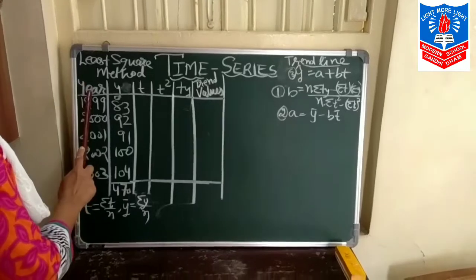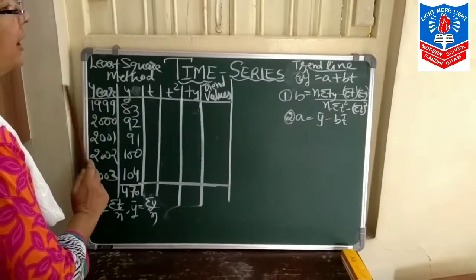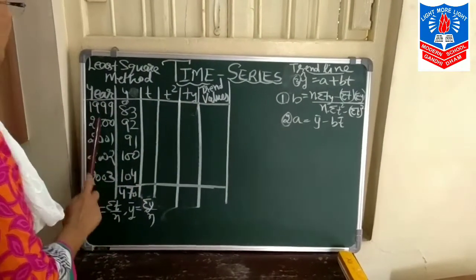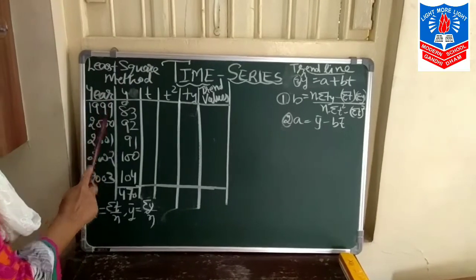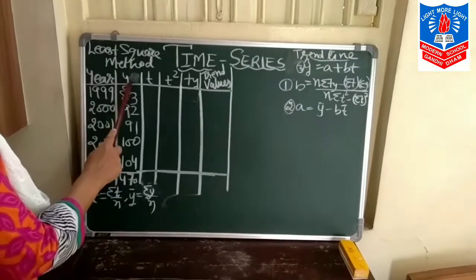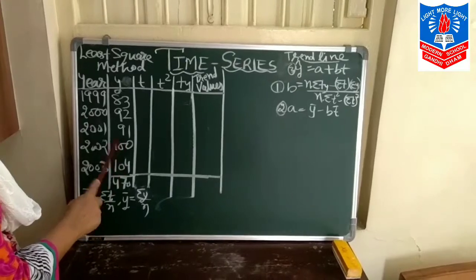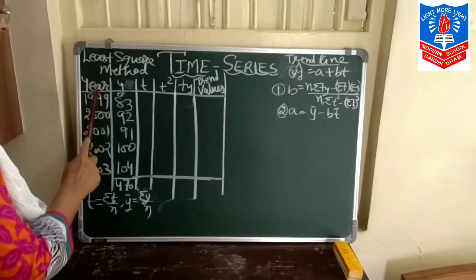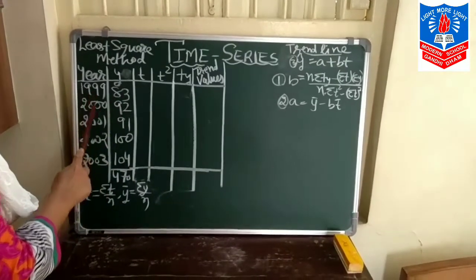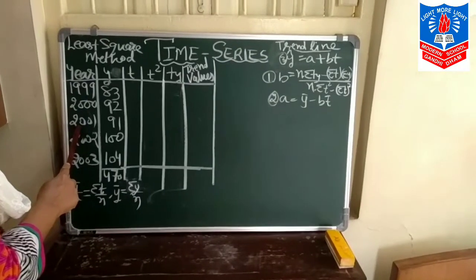You can see year and y, these two values are given in the question, and we are supposed to find trend values in this sum. Now years are from 1999 to 2003. This way 5 years are given, and y, that is values of y variable, are given in connection to this year. Say for example, this is population. Now this population in these different years is given in the question.